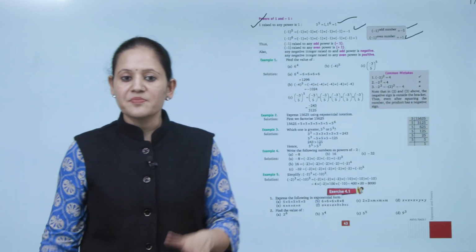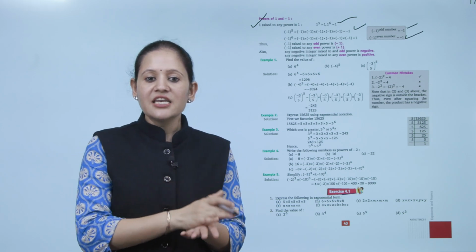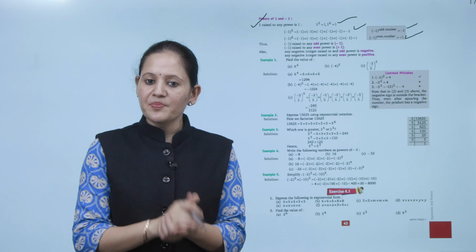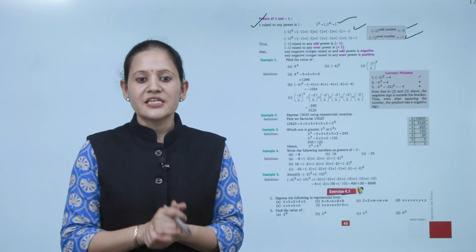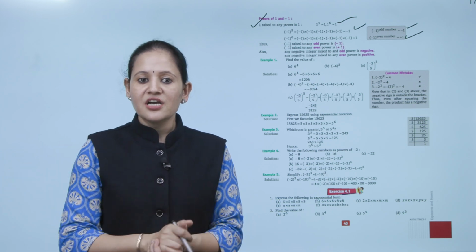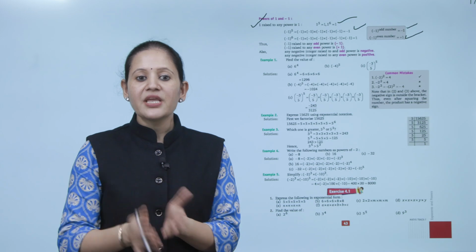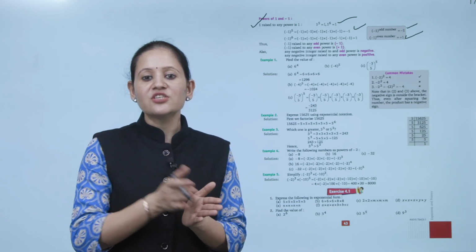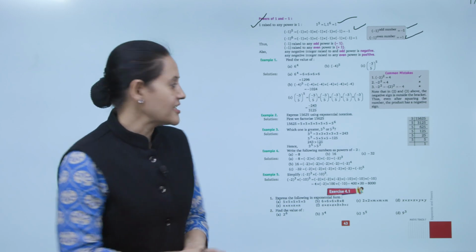Clear? Thus minus 1 raised to any odd power equals negative 1, and minus 1 raised to any even power equals positive 1. Clear? Next, any negative integer raised to an odd power is negative. If a negative integer is raised to an even power, then its value is positive. Now we'll take an example.